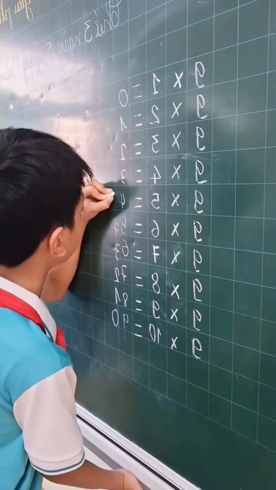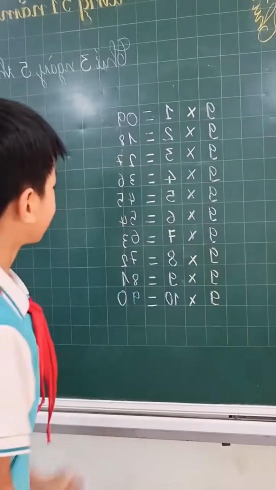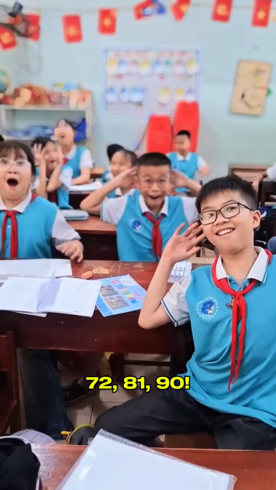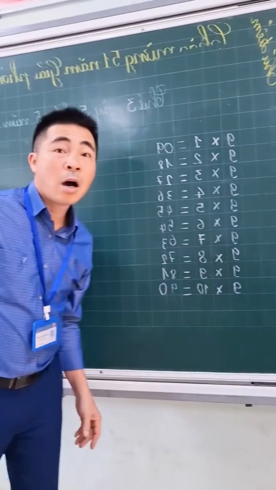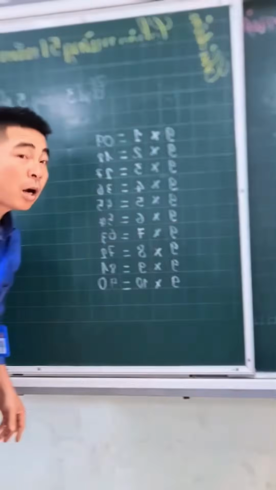Suddenly, the whole class goes silent. Because guess what? Those numbers actually form a super cool pattern for multiplying by 9: 09, 18, 27, 36, 45, 54, 63, 72, 81, 90. The teacher, who was confused, just lights up with amazement. And all his classmates are like, whoa. Turns out, the kid wasn't wrong at all. He just showed everyone a smart way to remember the 9 times table in no time flat.